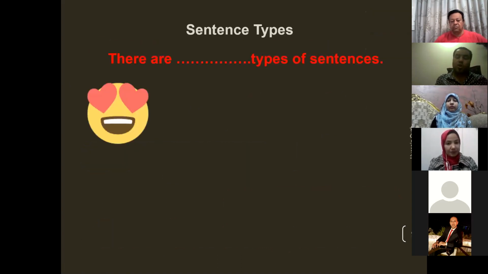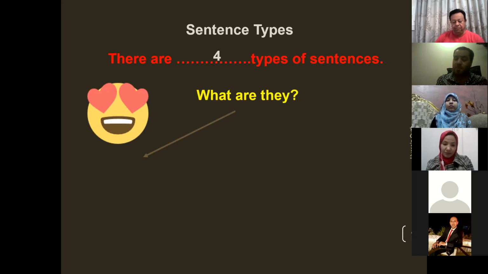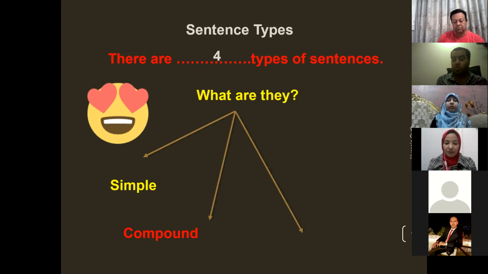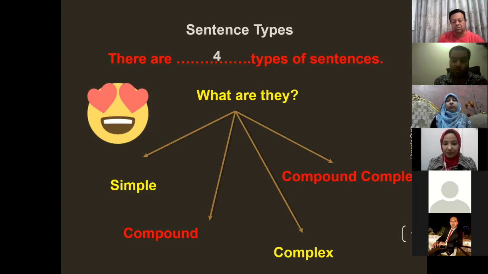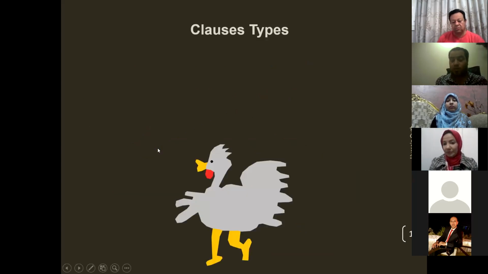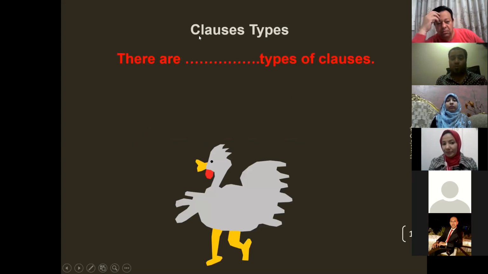Okay, so let me remind you, how many types of sentences are we going to cover? Four, and we already know them. What are they? We have simple, compound, complex, and complex compound, as you can see. Okay, mashallah, I have some answers in the chat as well. Now let's start one by one.